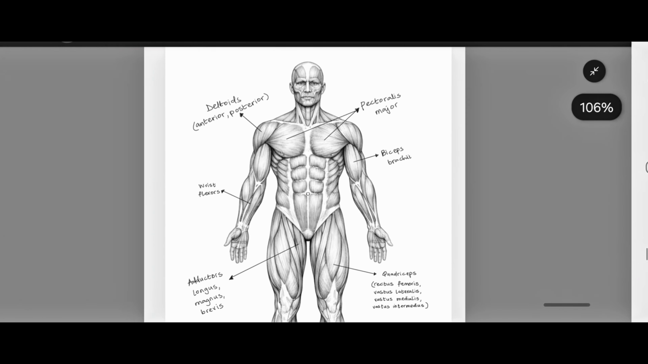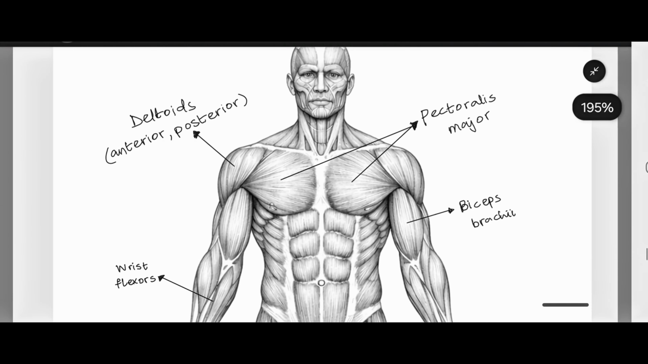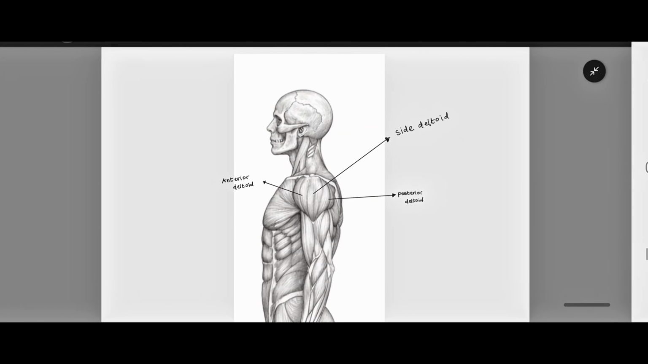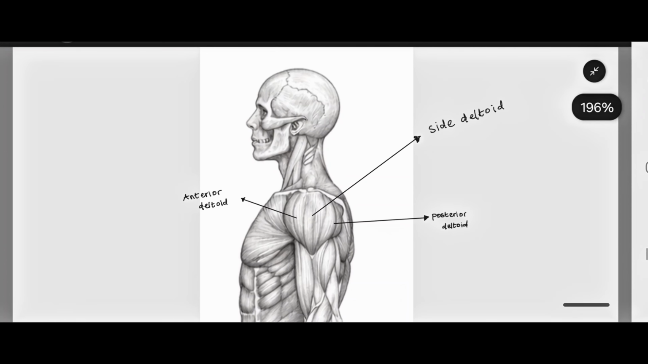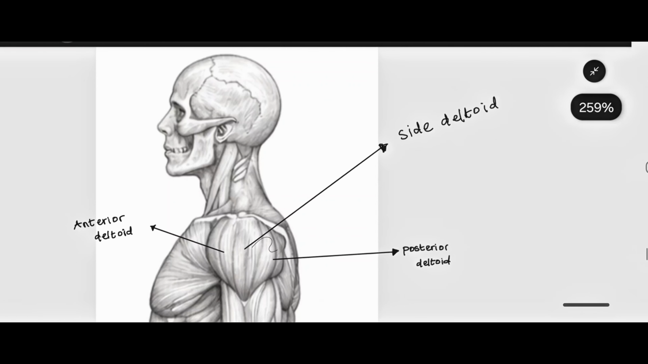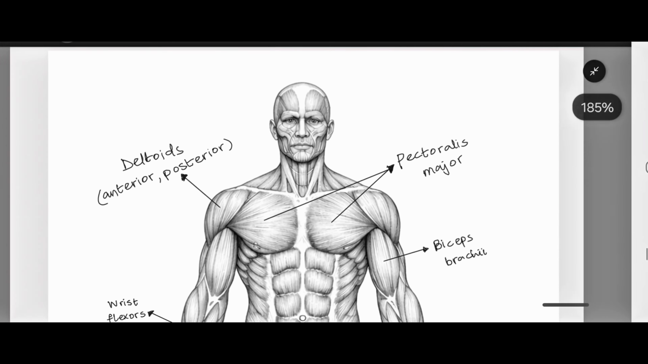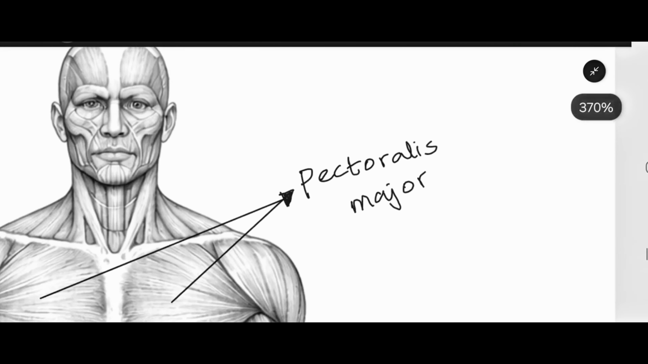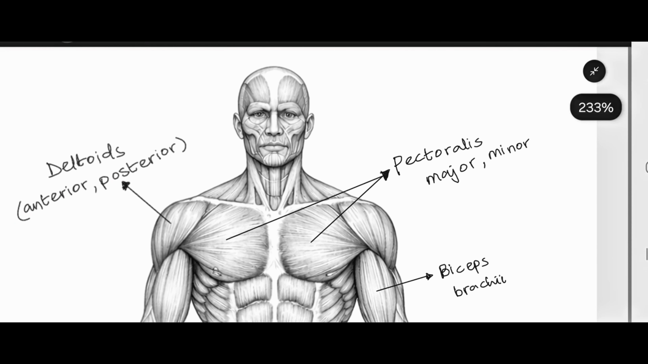So we're going to start with this front facing diagram here. First, we have the deltoids, which is your shoulder muscles. We have three parts of the deltoid. So we have the anterior deltoid, which is the front part of your shoulder, and the posterior deltoid, the back part of your shoulder, and these middle fibers here are referred to as the side deltoid, so the side part of your shoulder. Next, we have your pectoralis major, which is your chest muscle. Underneath, you also have a pectoralis minor, but the main one is the pectoralis major.